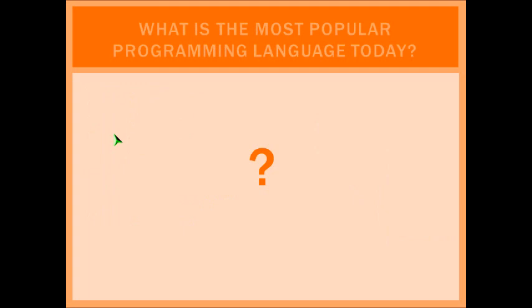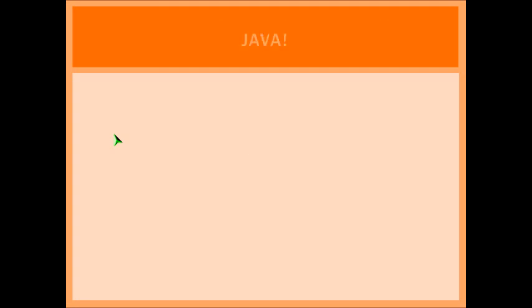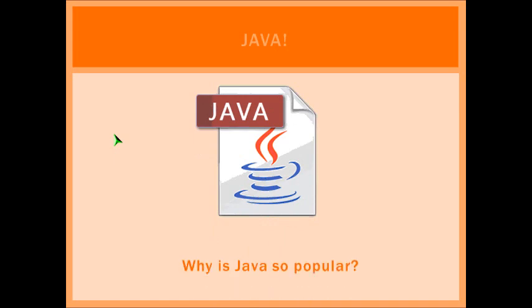So, question to you. What is the most popular programming language today? Take a wild guess. Yes, according to multiple sites, it is Java. So why is Java so popular? And that is one of the questions I'll be trying to answer throughout this tutorial.